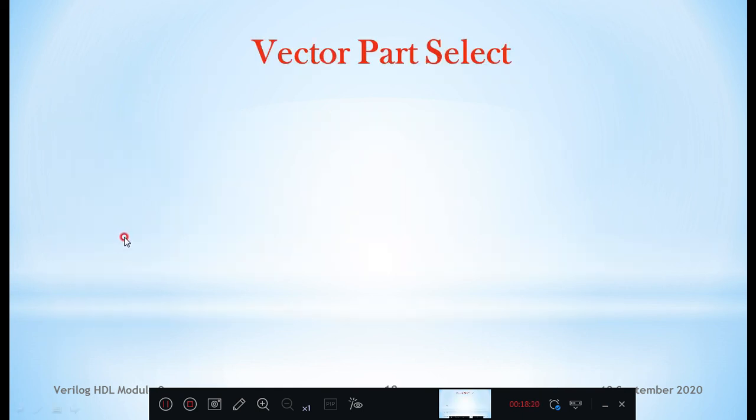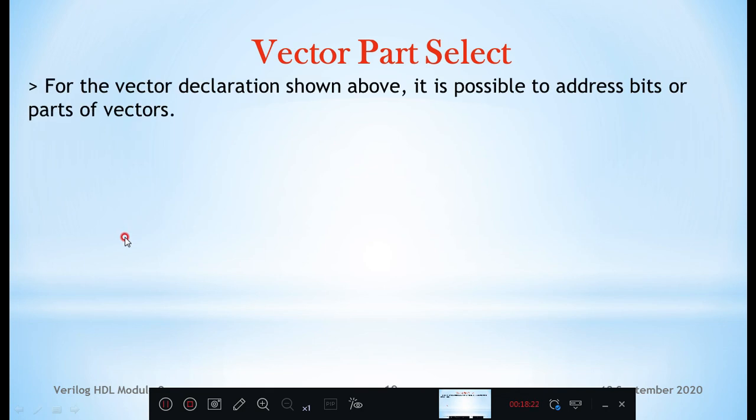Vector part select. For the vector declaration shown above, it is possible to address bits or parts of vectors.